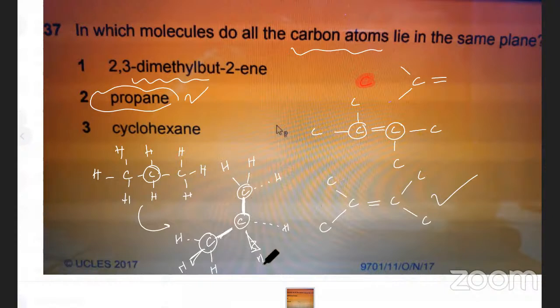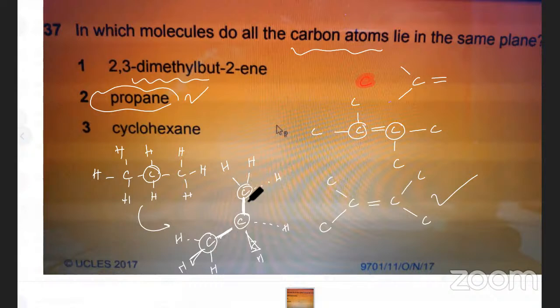So 2 bonds are always in the same plane. The problem comes with the third bond. That's not in the plane. The 4th bond is not in your plane. But in any shape, you pick any 2 bonds, and those 2 bonds would lie in the same plane. Is that clear? Okay. But in the question they're asking that all carbon atoms have to be in the same plane. So these are the 3 carbon atoms. That's it.